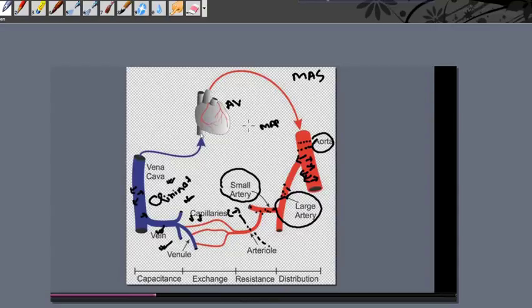By sphygmomanometer we measure the blood pressure in your major arterial system, and this blood pressure is very important. Calcium channel blocker works by reducing this mean arterial pressure, or blood pressure, in our major arterial system. And the blood pressure of our major arterial system depends on two things. One is cardiac output, and another is total peripheral resistance.